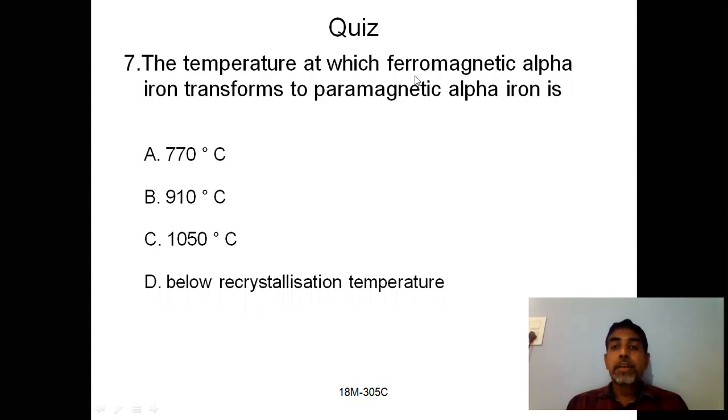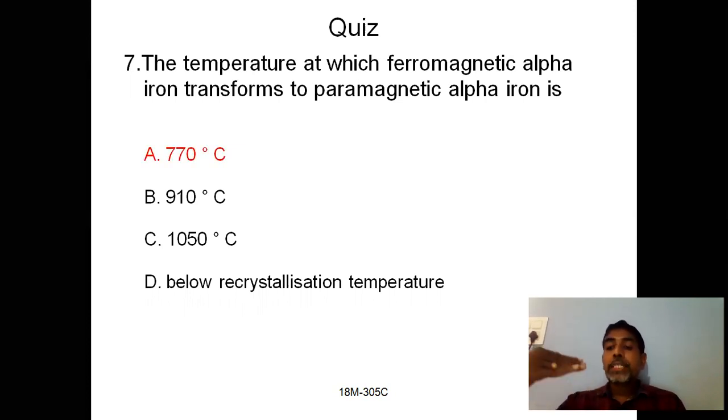The temperature at which ferromagnetic alpha iron transforms to paramagnetic alpha iron. That means magnetic alpha iron to non-magnetic alpha iron. Magnetic to non-magnetic means the temperature should be increased. At what temperature will this change occur? If you remember the allotropic forms, you can answer this one. It is nothing but 770 degrees centigrade.